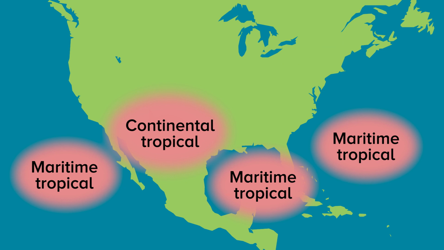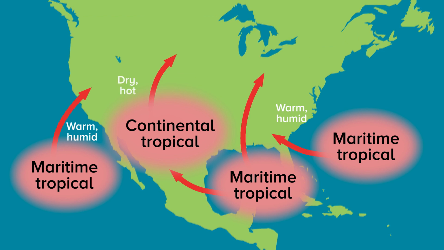These masses bring warm, humid weather to the southwestern and eastern 2/3 of North America. The continental tropical air mass comes from the southwestern United States and Mexico. It brings dry, hot weather, especially in the summer.